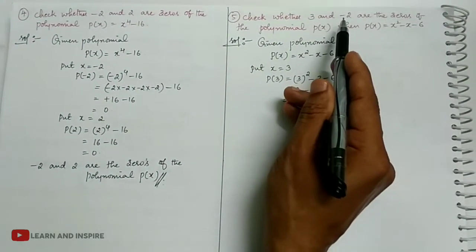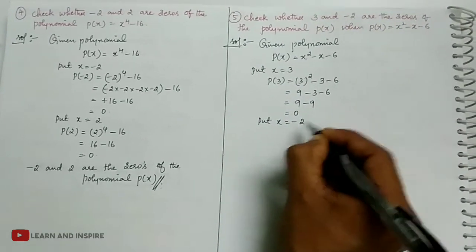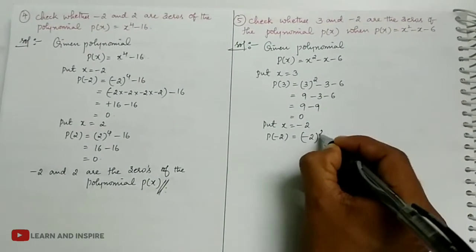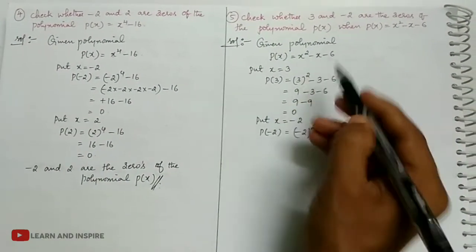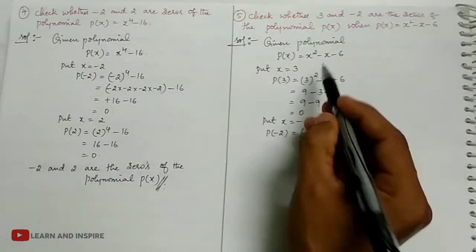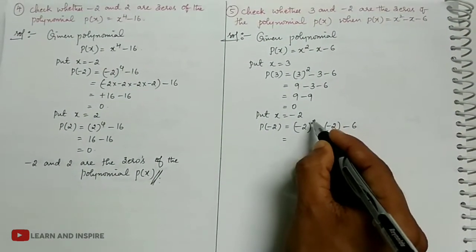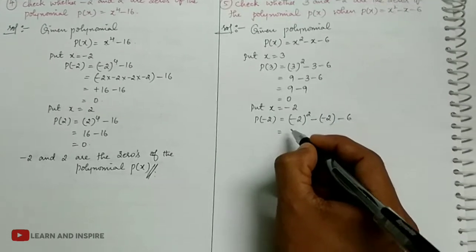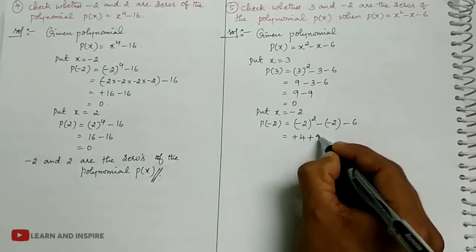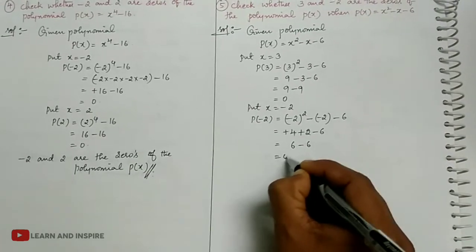Okay, next we have to substitute minus 2. Put x is equal to minus 2. P of minus 2 is equal to minus 2 square minus, the value of x is minus 2, so I write again minus 2 minus 6. Minus we have written as it is, and in place of x we have substituted minus 2. So minus 2 whole square: minus 2 is multiplied 2 times, we get a positive. 2 square is 4. Minus into minus is plus 2, I write as it is, and minus 6. 4 plus 2 is 6. 6 minus 6 is equal to 0.